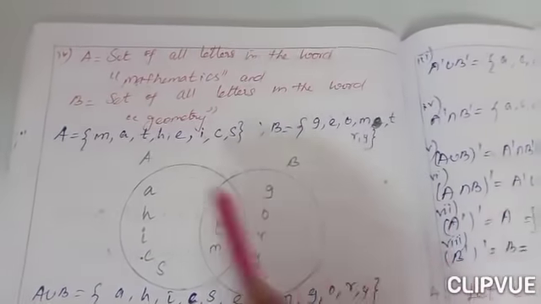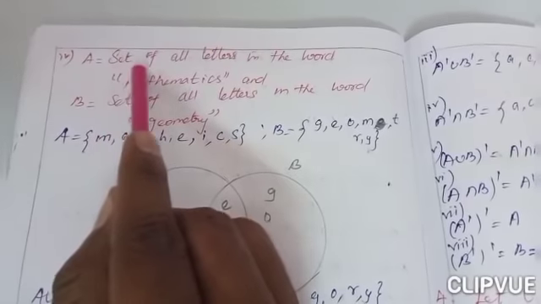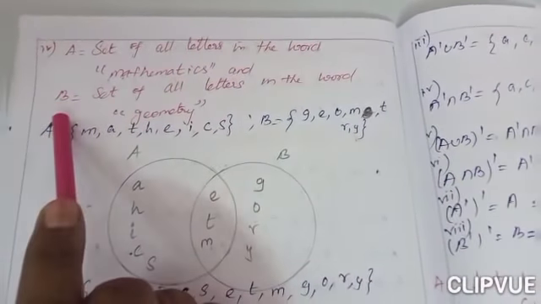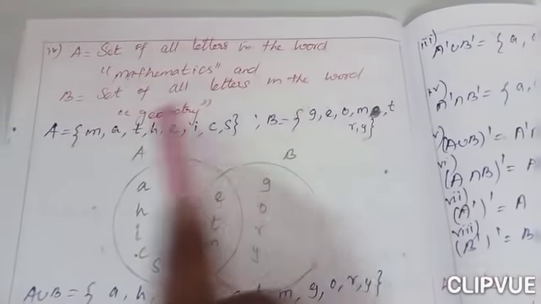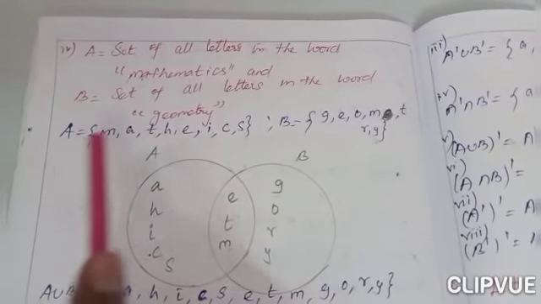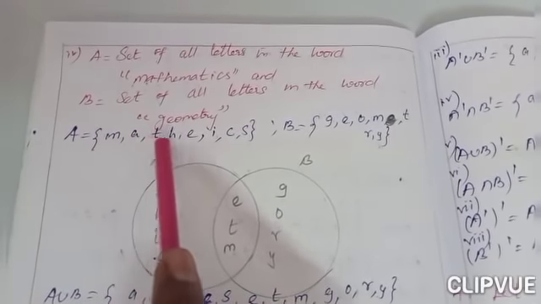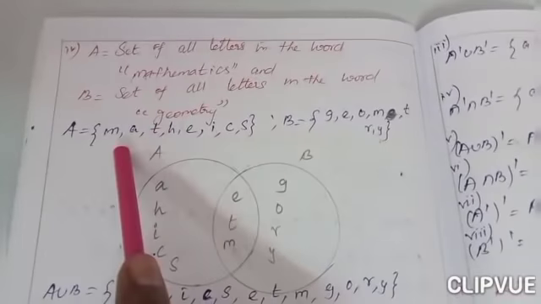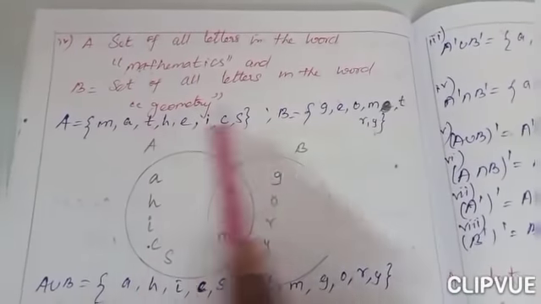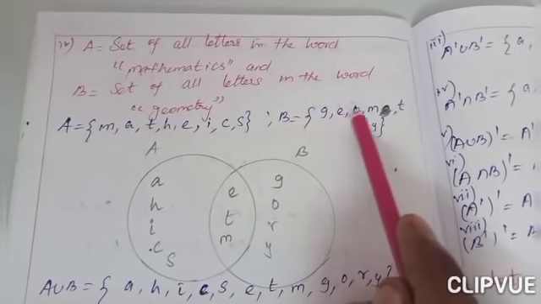Fourth question. Set A equals to set of all letters in the word mathematics. Set B, the set of all letters in the word geometry. First we have to write the elements of set A: M, A, T, H, E, I, C, S. The elements should not be repeated. Keep it in your mind. Set B elements are G, E, O, M, T, R, Y.